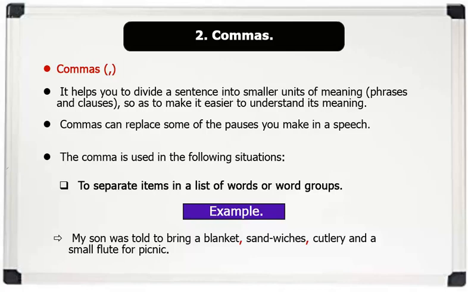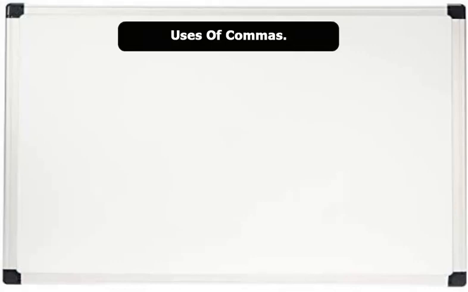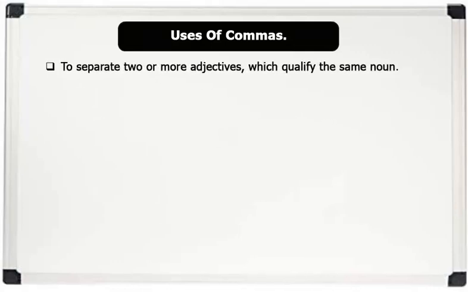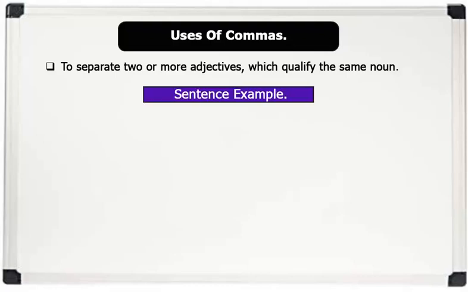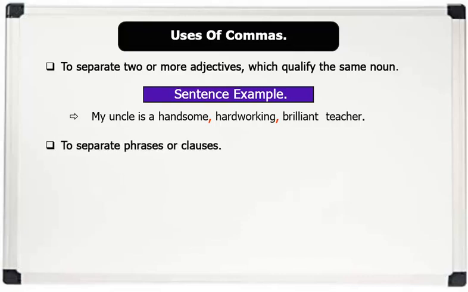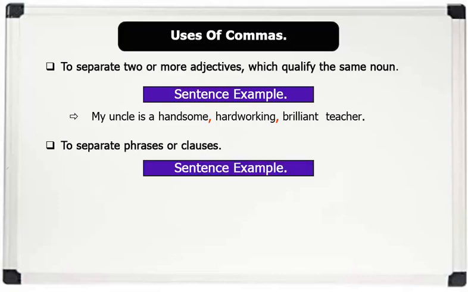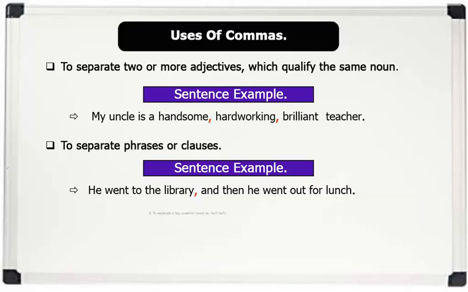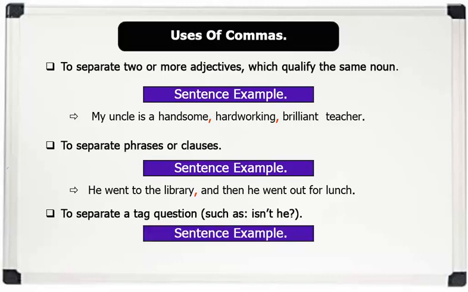Let's go over to see other uses of commas. 2. To separate two or more adjectives which qualify the same noun. Sentence example: A. My uncle is a handsome, hard-working, brilliant teacher. 3. To separate phrases or clauses. Sentence example: A. He went to the library, and then he went out for lunch. 4. To separate a tag question, such as, isn't he? Sentence example: Your father served in the army, didn't he?